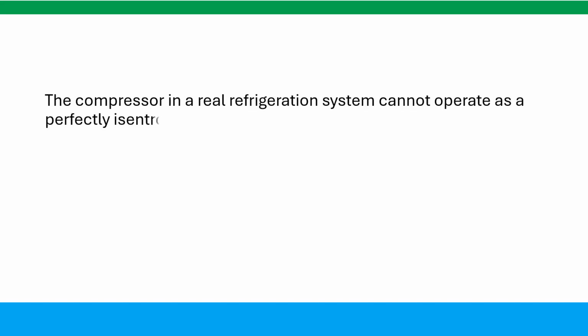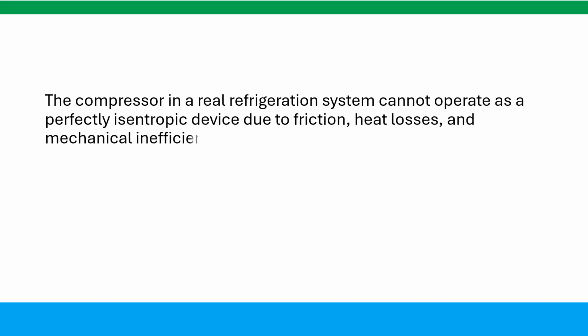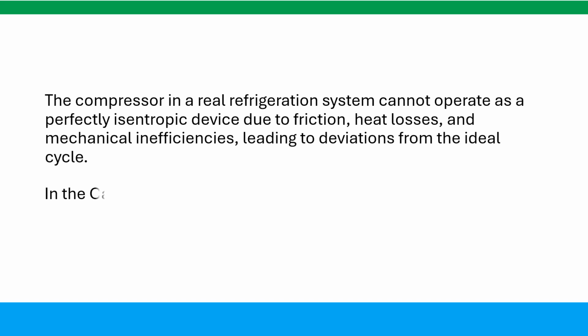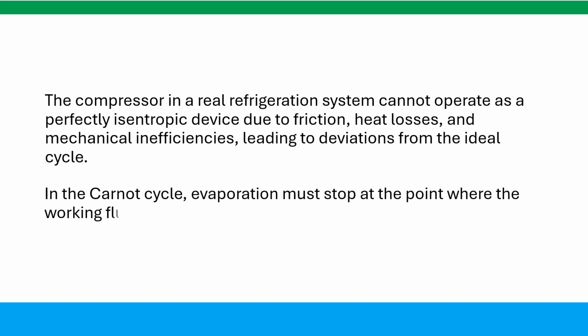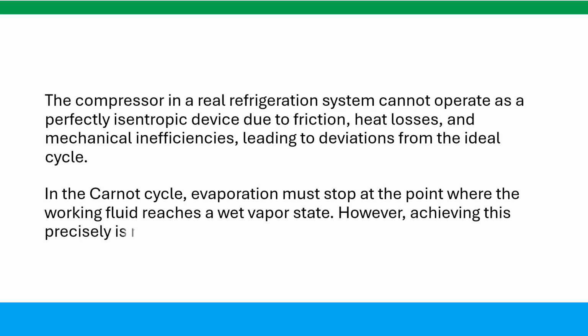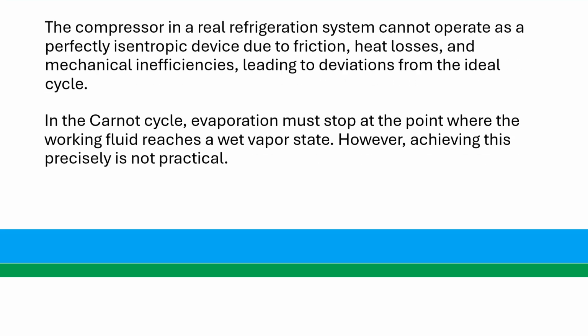The compressor in a real refrigeration system cannot operate as a perfectly isentropic device due to friction, heat losses, and mechanical inefficiencies, leading to deviations from the ideal cycle. In the Carnot cycle, evaporation must stop at the point where the working fluid reaches a wet vapor state. However, achieving this precisely is not practical.